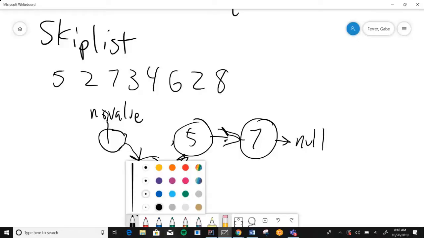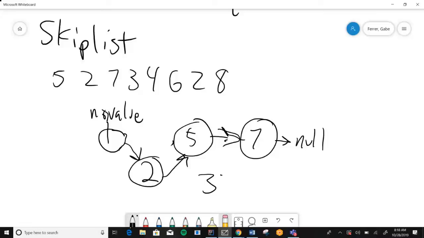So, again, note the order of events, right? I first create a node containing the value 3. I assign it to point at the thing that's bigger than it. And then I change its predecessor's next link to point at it.